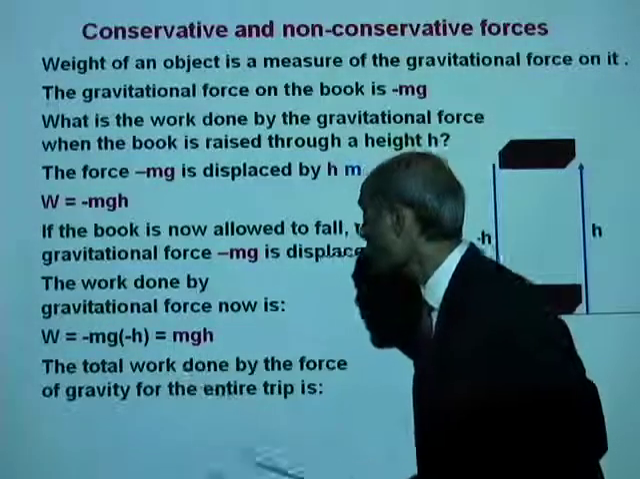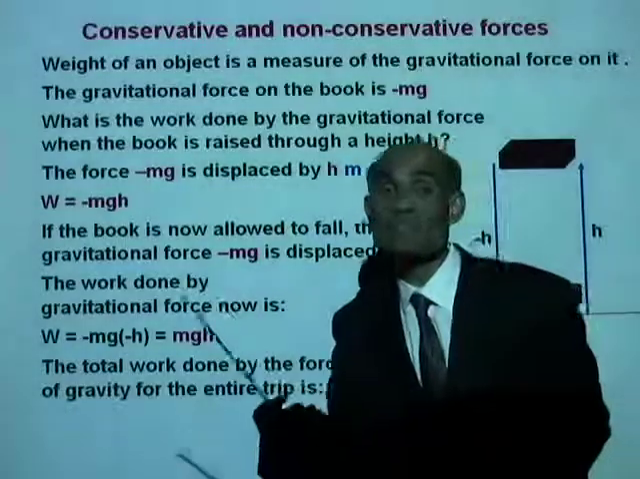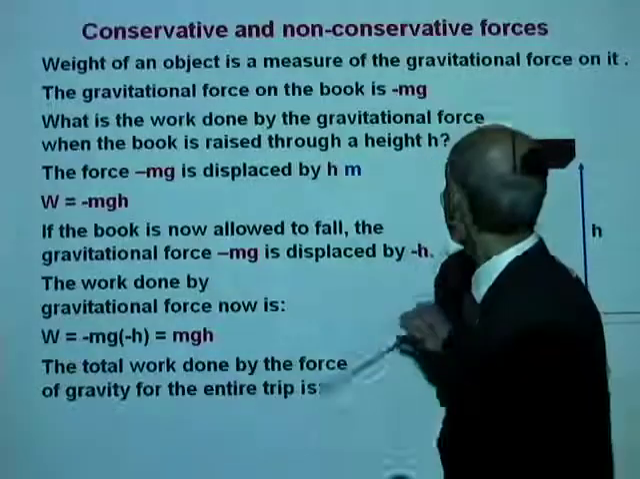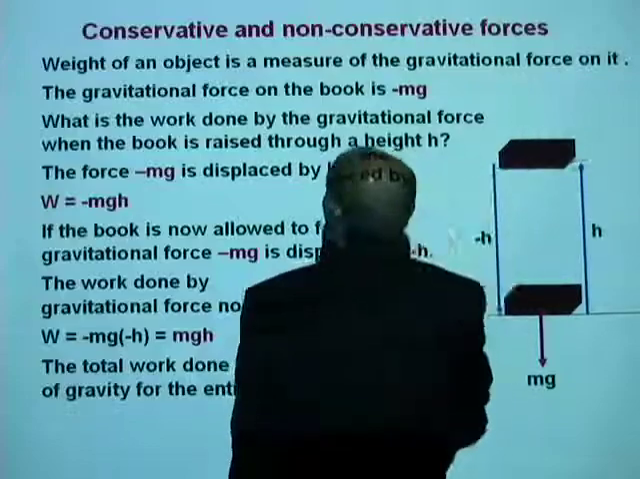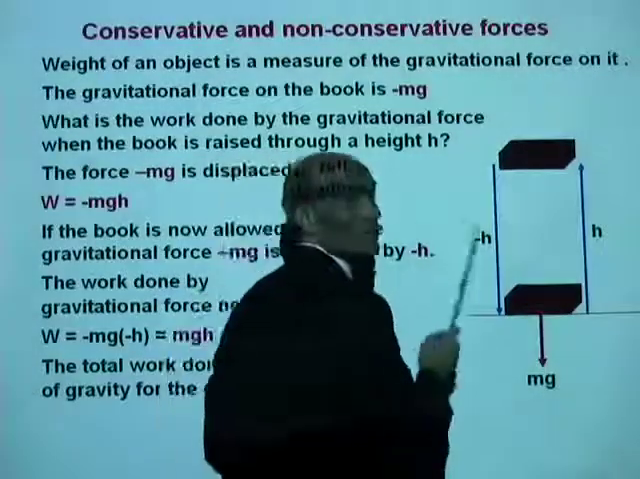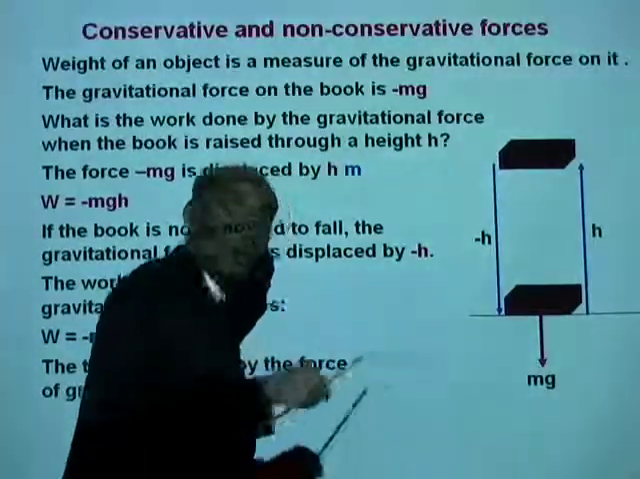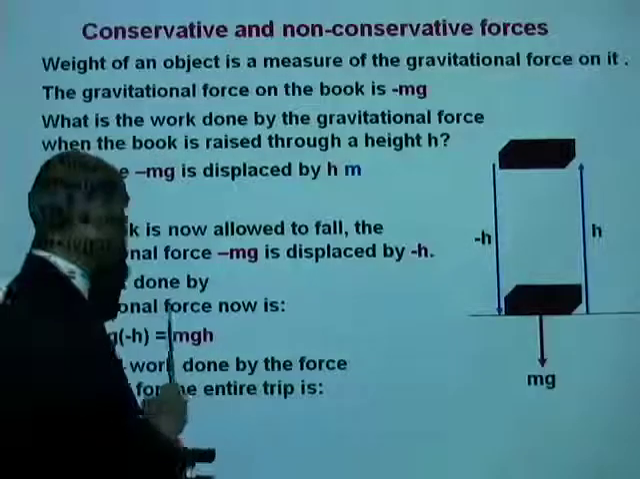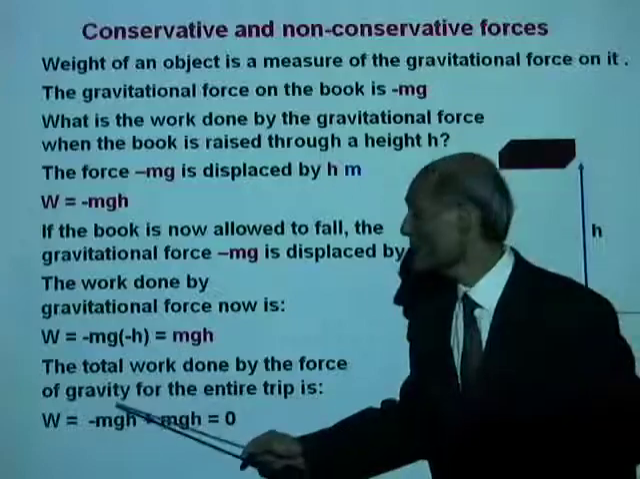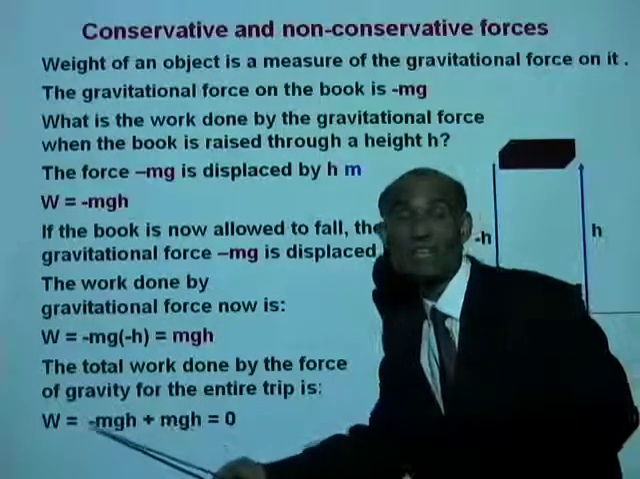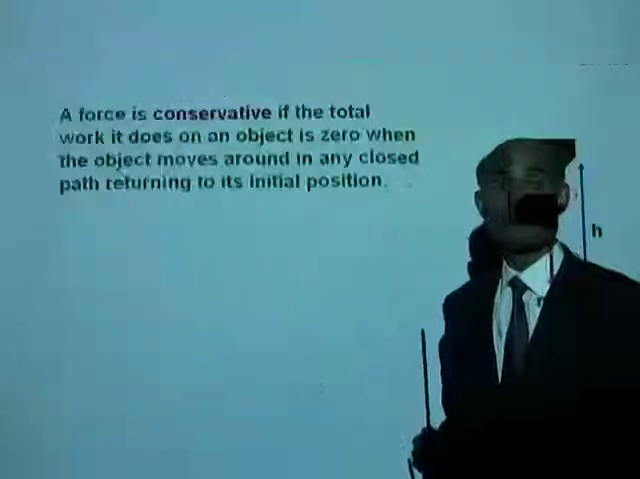Therefore, what is the total work done by the force of gravity for the entire trip? The work done by the force of gravity in raising the book is negative mgh, and the work done by the force of gravity while the book is falling through the same height is positive mgh. Therefore, the total work done for the entire trip is negative mgh plus mgh equal to 0.